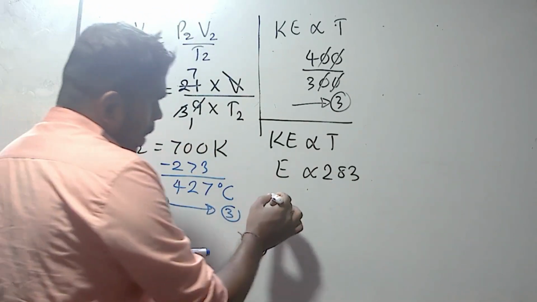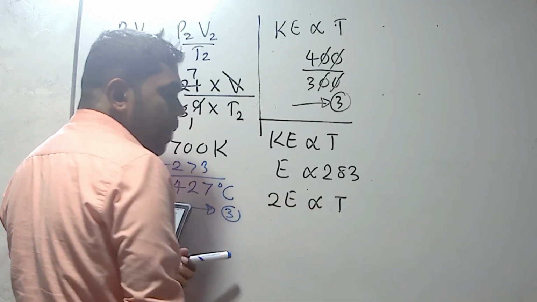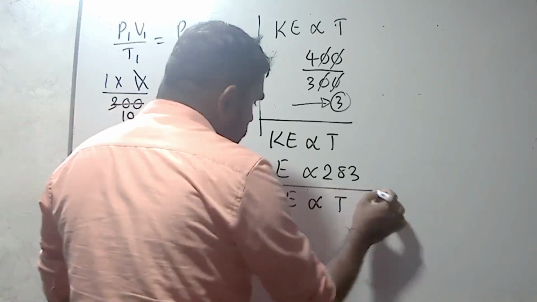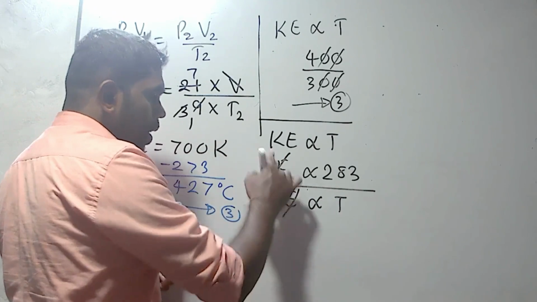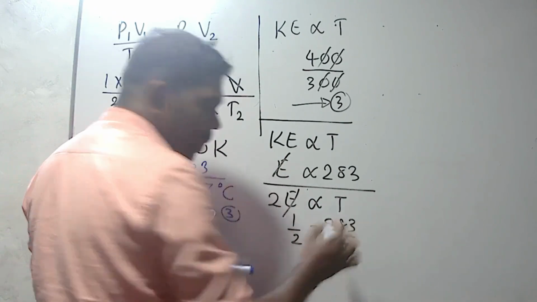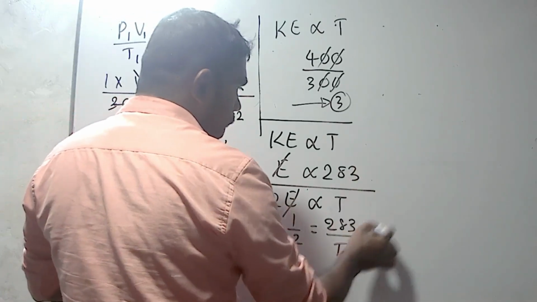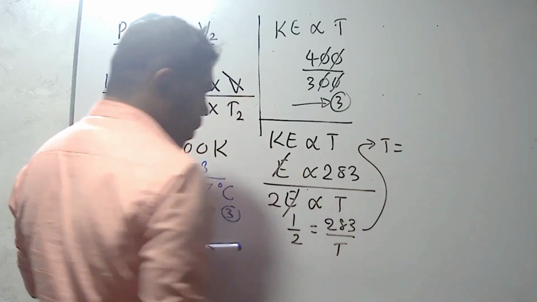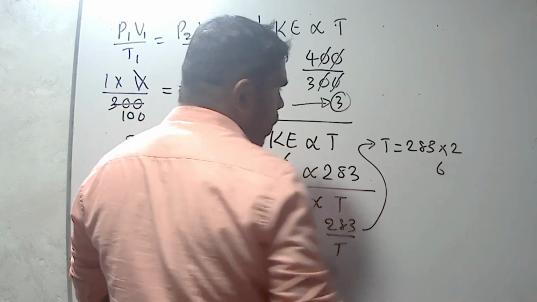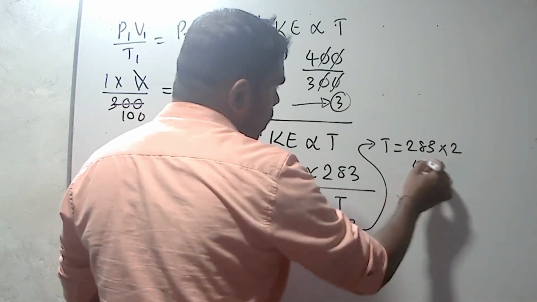Then we have to get 2 times the kinetic energy. We have to find the corresponding temperature. I will consider the temperature as T. Then we can divide the 2 equations. E is cancelling out. 1 over 2 equals 283 divided by T. Then we can make T the subject. T equals 283 multiplied by 2. 2 into 3, 6. 2 into 8, 16, 1 remaining. 2 into 2, 4 plus 1, 5.